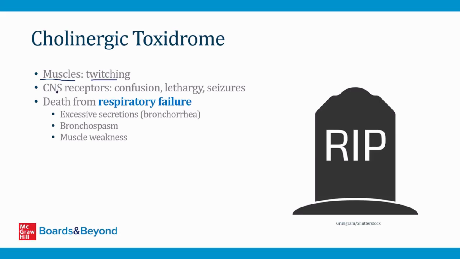There are also acetylcholine receptors in the central nervous system in the brain, and so overactivation of these receptors can lead to symptoms like confusion, lethargy, and seizures. And so these things are also potential features of a cholinergic toxidrome.